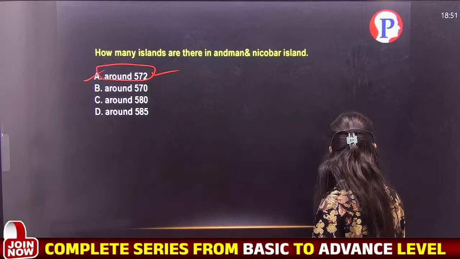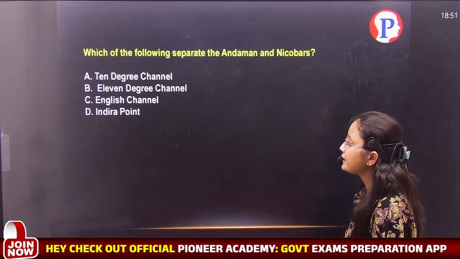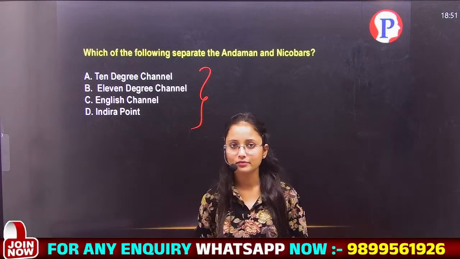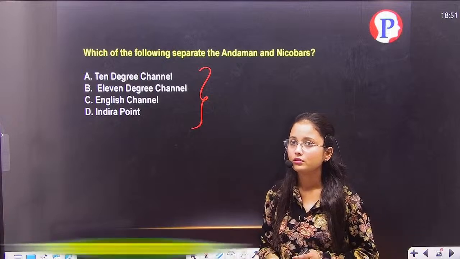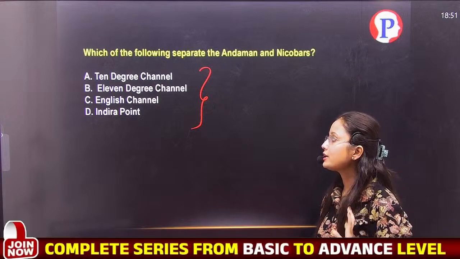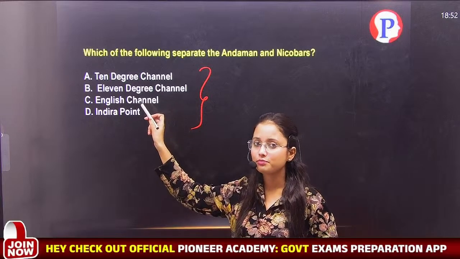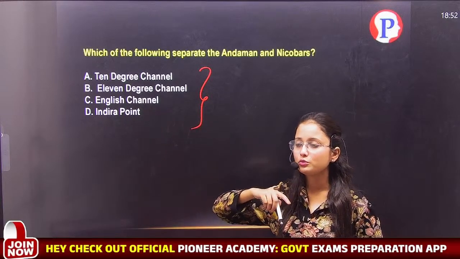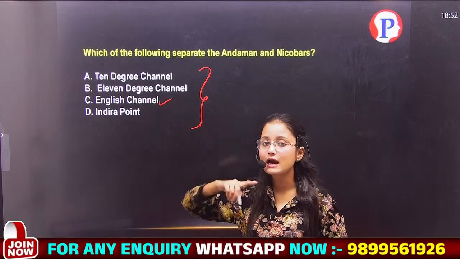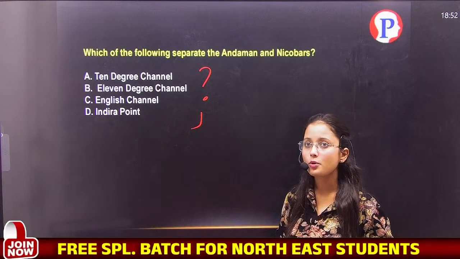Now, the second question is, which channel separates parts of Andaman and Nicobar? 10-degree channel, 11-degree channel, English channel or Indra Point? The English channel is located in Europe, first of all, and the first woman who swam across this English channel is Aarti Shah. What will be the answer? Yes, option A is the right answer.